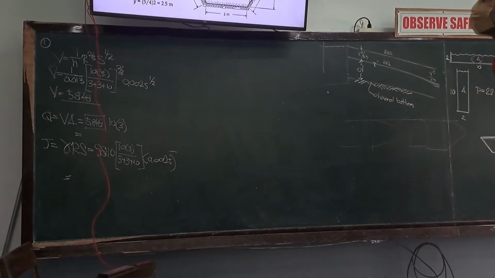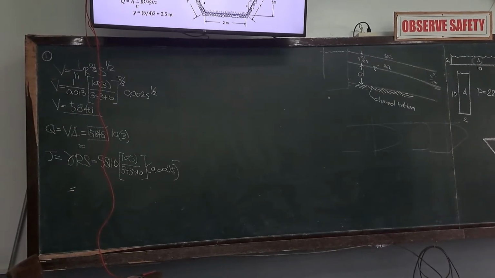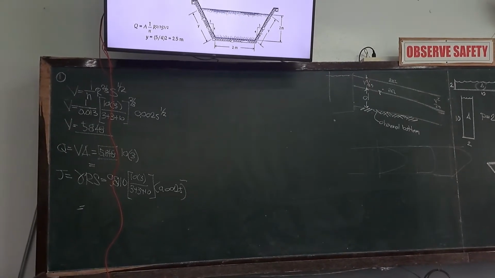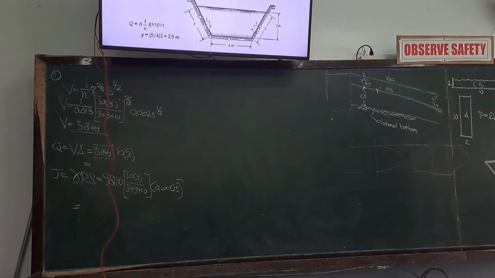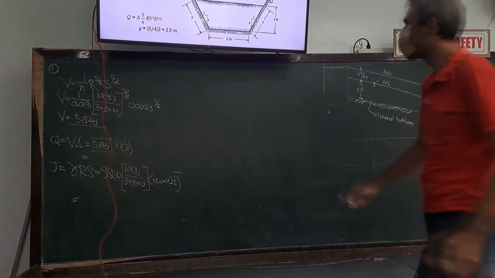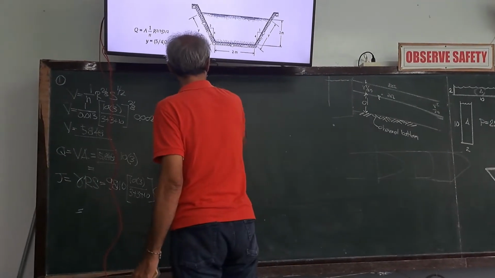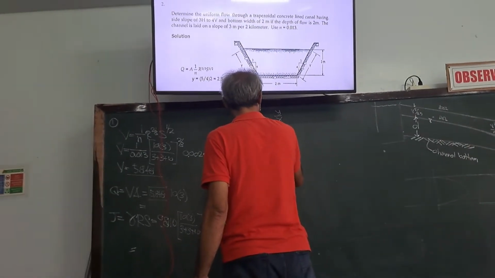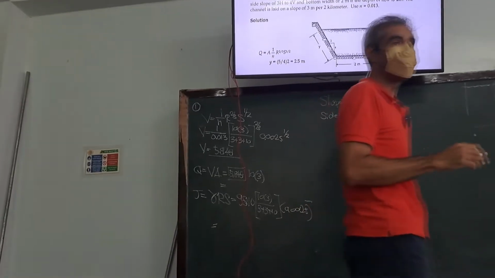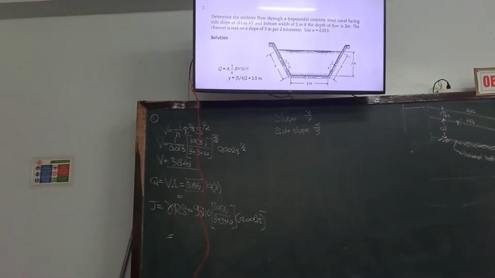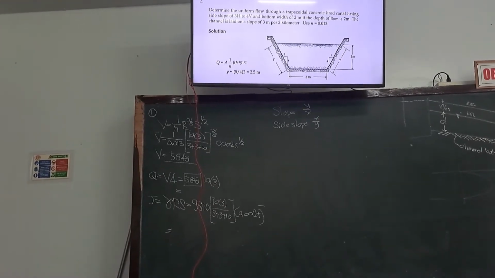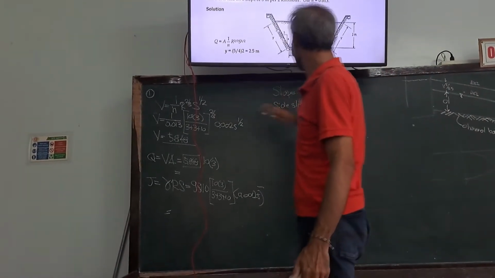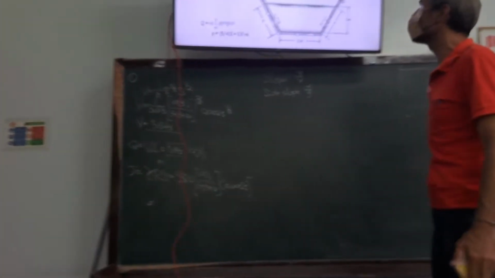Determine the uniform flow through a trapezoidal concrete lined canal having a side slope of 3 horizontal to 4 vertical. Slope is y over x, but side slope is x over y. Okay? Don't get confused with the word side slope. Slope is rise over run; side slope is run over rise. That's why side slope of 3 horizontal, x first, to 4 vertical.